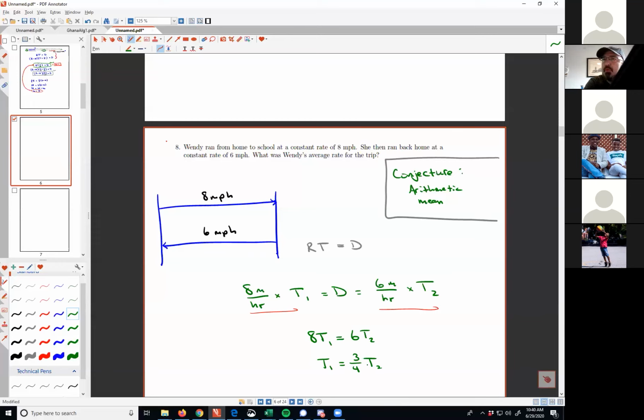We don't know the time, but we know a relationship of the times. And here's the thing. We were never going to know the amount of time in this problem, because we don't have that information. We don't know the distance from school to home. It could be any distance. We're going to solve this problem without ever knowing what that distance is and without ever knowing what the time is. Let's see how.